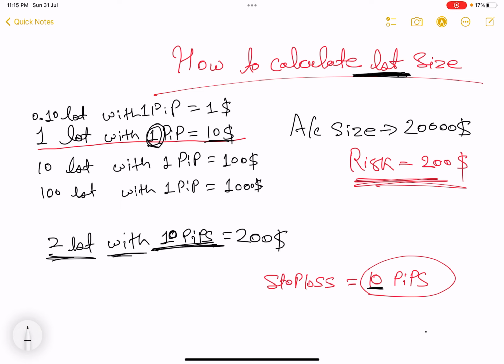That's it. So now I know if my stop loss is 10 pips, I have to trade with 2 lots because I want to lose only $200. Okay, I want to lose only $200.